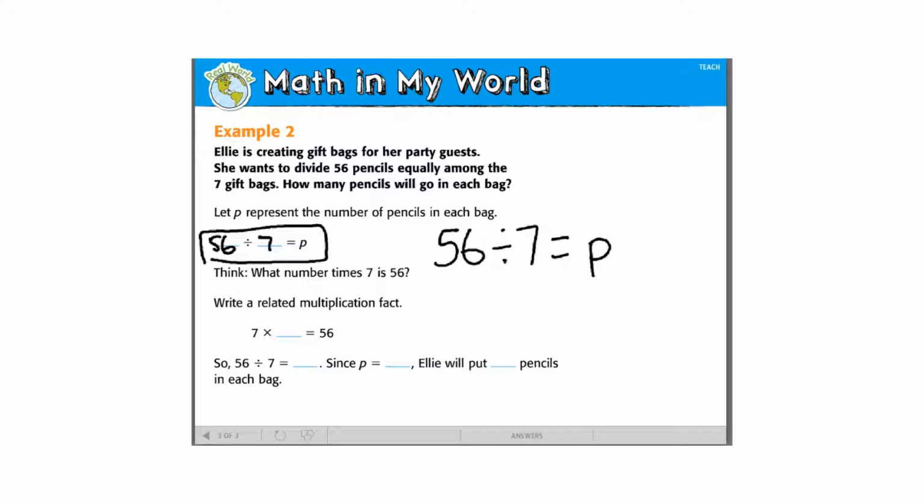Hamza, what do you think? 8. 7 times 8 is 56. So that means 56 divided by 7 is also 8. Remember the triangle? So 56 is one of the numbers, 7 was the other, and 8 was the third. We could use those in division or multiplication. See, we could use those 3 numbers in lots of different ways, like what we've been talking about. So because 56 and 7 are 2 of the numbers that are in our problem, we know that the third number must be 8, because that's part of the same fact family. So that means Ellie will put 8 pencils in each bag.